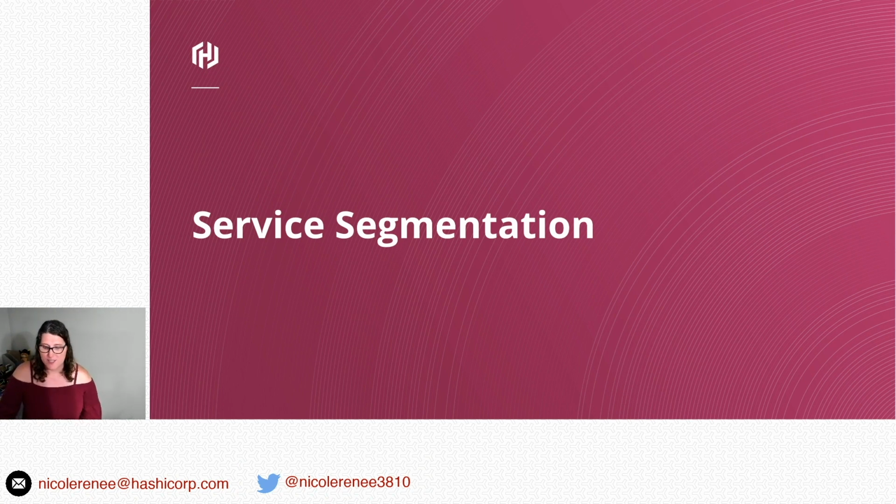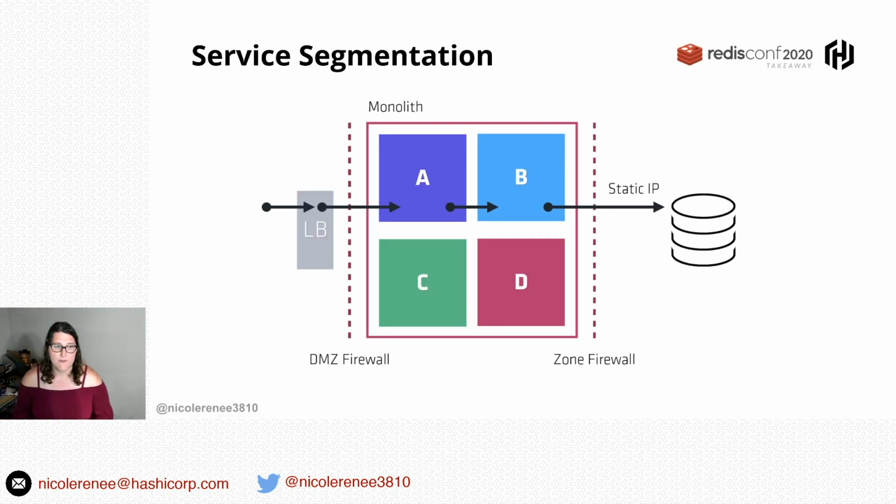Now, service segmentation. So what do we mean by this? If we look back to our original example, we've got our monolith here running our 4 subsystems. We've got our database running on a static IP, the zone firewall that logs out traffic there, and our DMZ firewall that's between the load balancer or the outside of the load balancer. So in this case, there's not a lot of segmentation that has to happen. Our subsystems A, B, C, and D can all communicate with one another because they're the same running process. There's nothing to limit what can happen there.